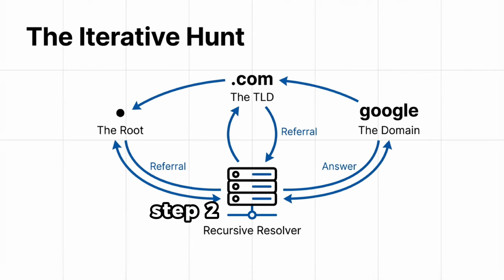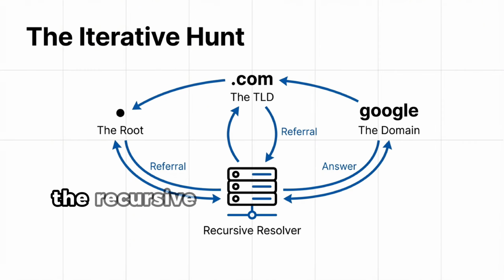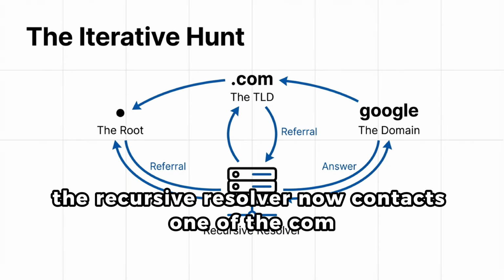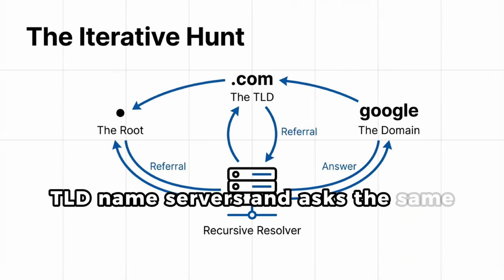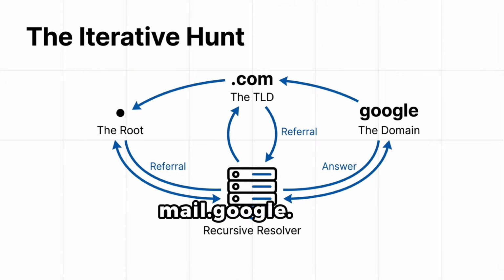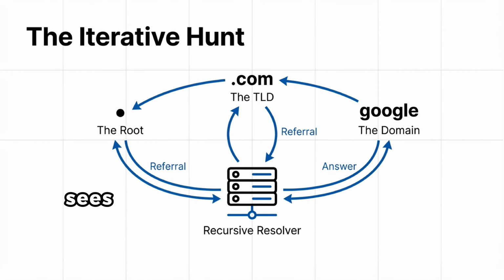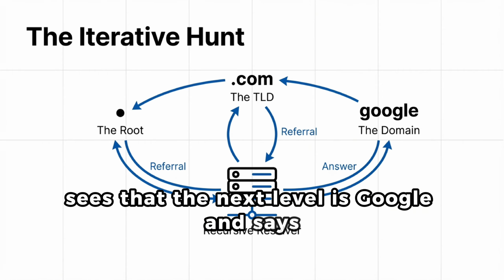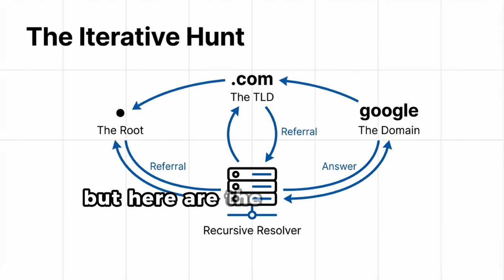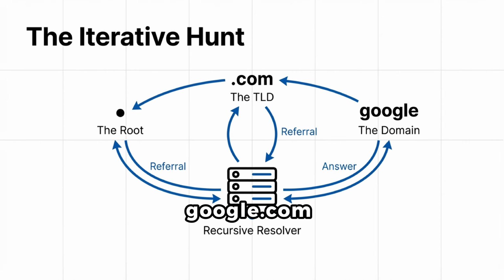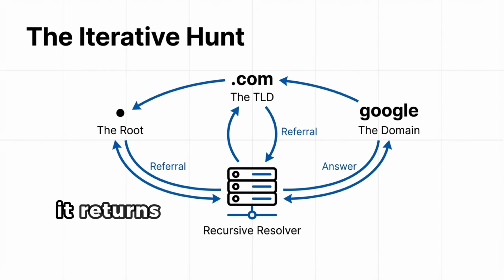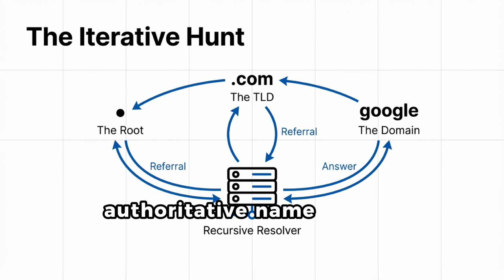Step 2. Ask the TLD. The recursive resolver now contacts one of the com TLD name servers and asks the same question. "What's the address for mail.google.com?" The TLD name server looks at the name, sees that the next level is Google, and says, "I don't know the full answer, but here are the name servers responsible for google.com. Go ask them." It returns the addresses of Google's authoritative name servers.